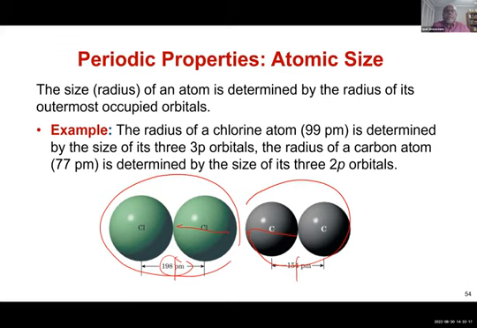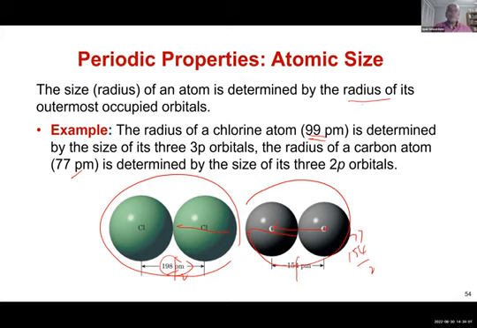The radius of a chlorine atom is 99. How do you get 99? This divided by 2. How do I get 77? 1.54 divided by 2 gives 77. So atomic radius can be calculated from solid structures by the distance between the centers. Radius is calculated.